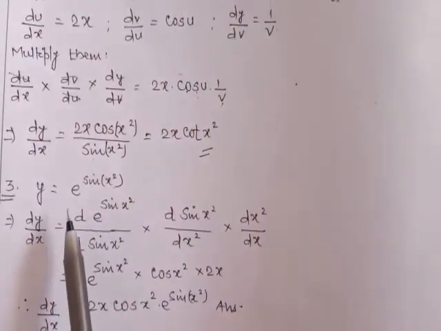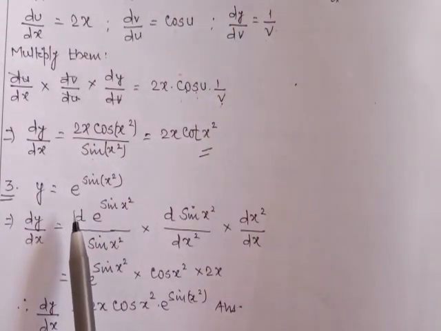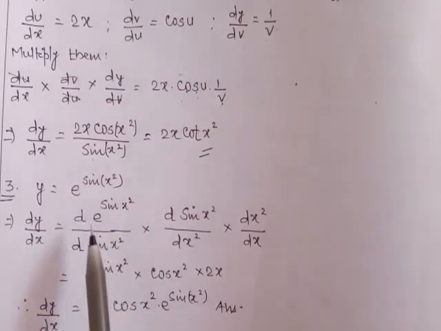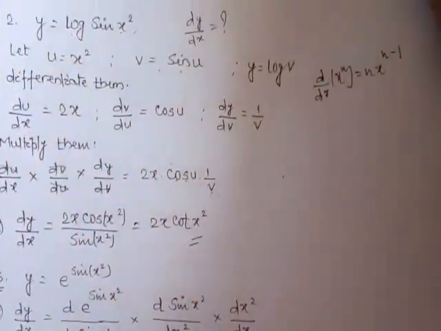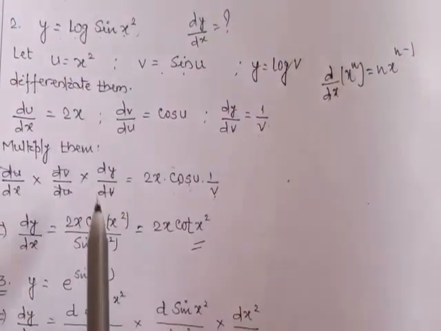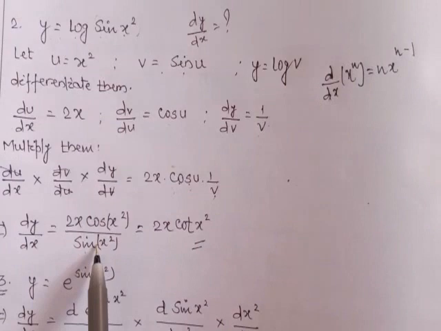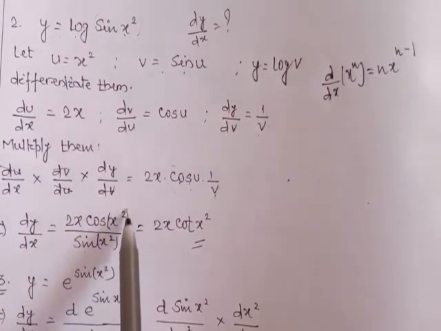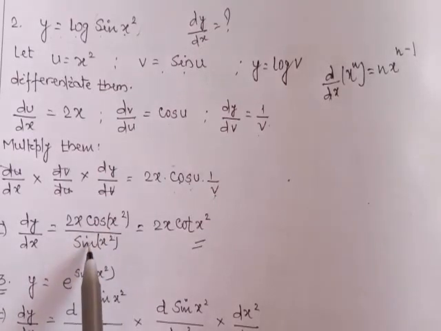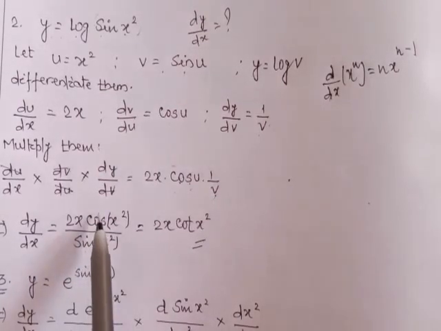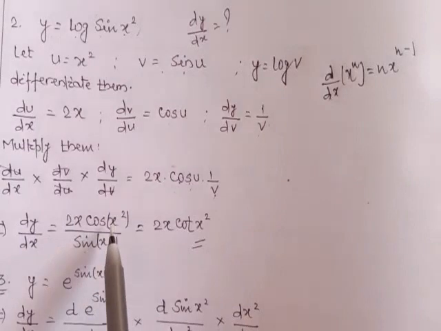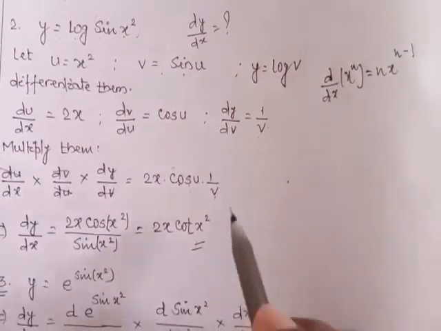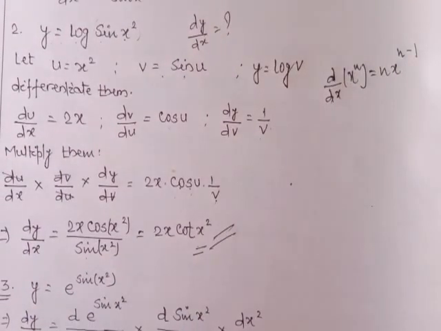So now see carefully. I think it should be clear. And see here, cos theta upon sin theta is cot theta. Here instead of theta we have x square, so cos x square upon sin x square should be cot x square. So your result is 2x cot x square. This is your result.